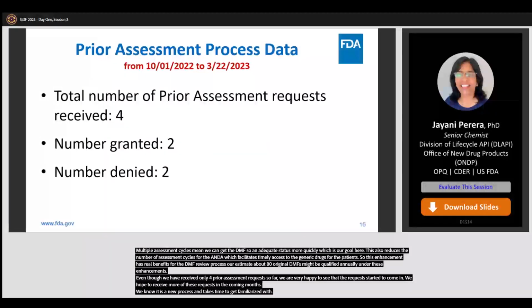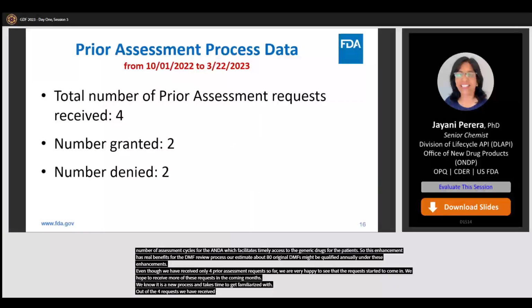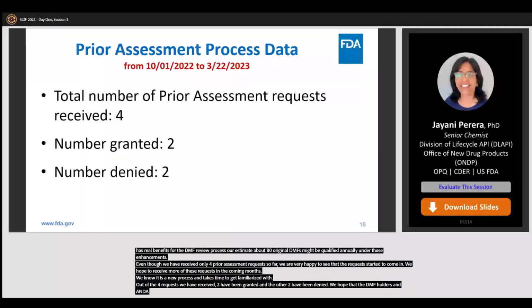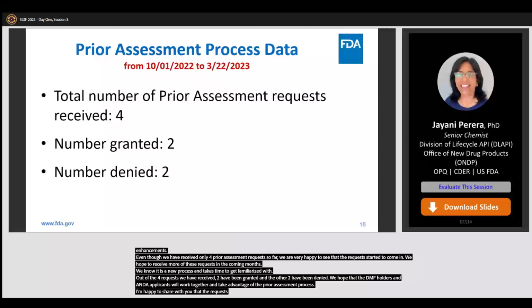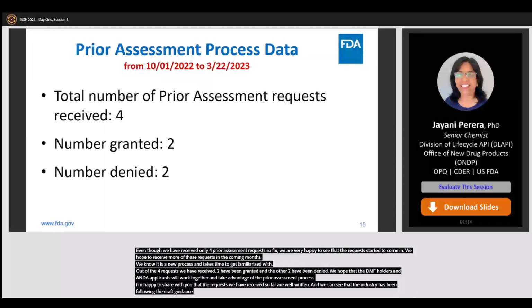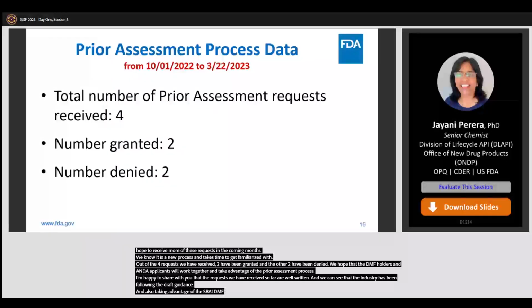Out of the 4 requests we have received, 2 have been granted and the other 2 have been denied. We hope that the DMF holders and the applicants would work together and take advantage of the prior assessment process. I'm happy to share with you that the requests we have received so far are well written, and we can see that the industry has been following the draft guidance and also taken advantage of the SBIA DMF workshop we had last November.